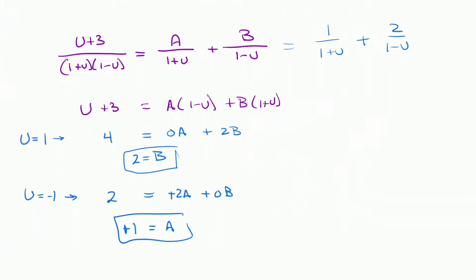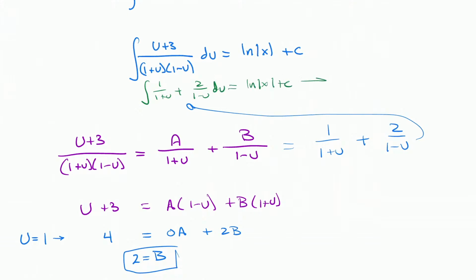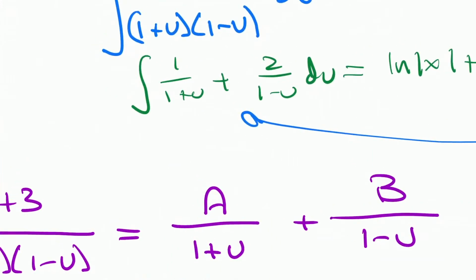Okay, and so now what that means is that is what we're actually integrating. So we'll integrate 1 over 1 plus u plus 2 over 1 minus u du is natural log of x plus c. And now I'll bet you can do this. Joshua, do you know the antiderivative of 1 over 1 plus u?